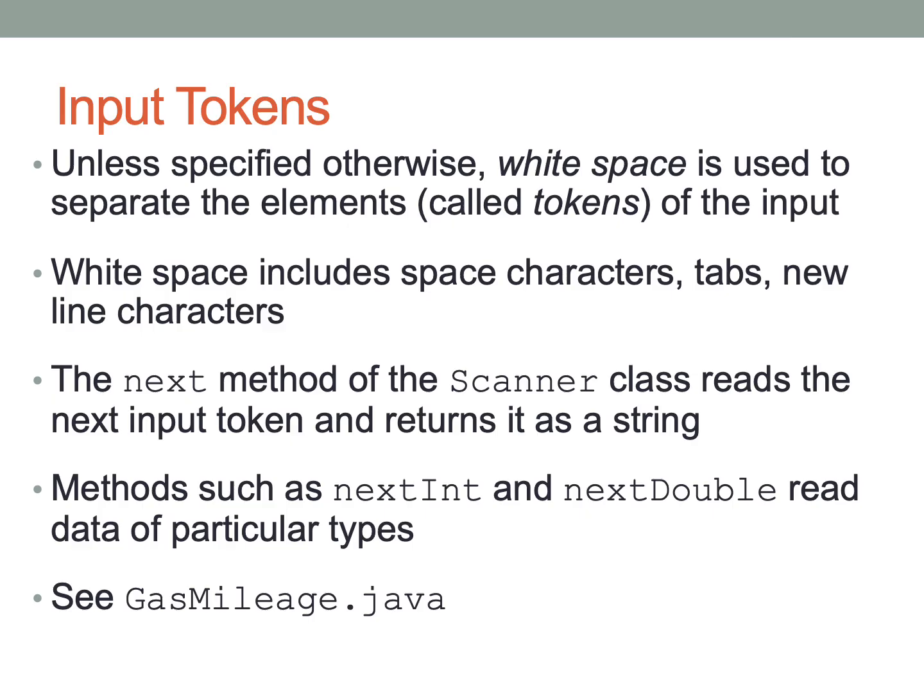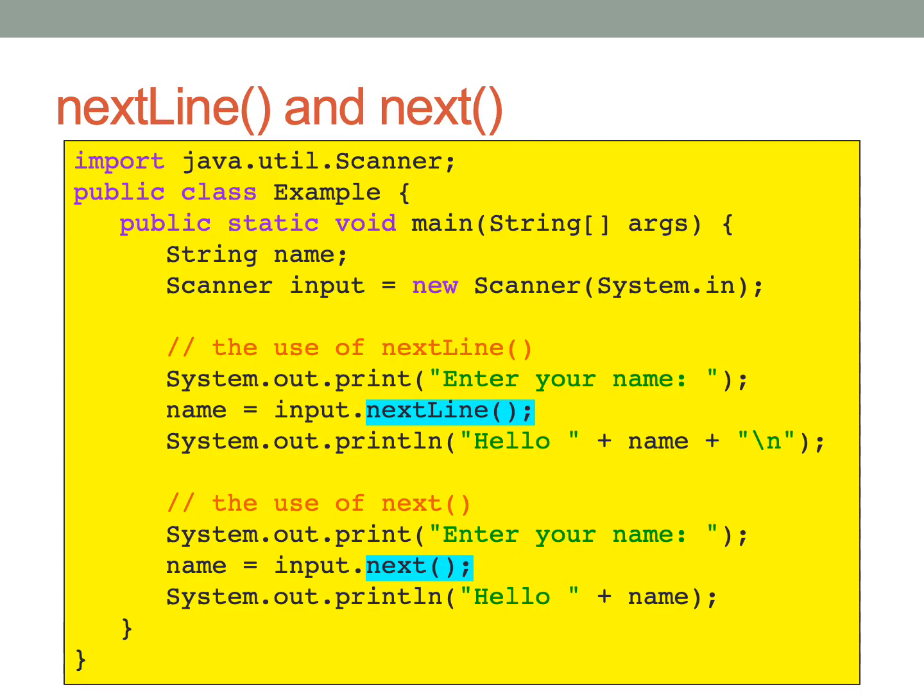Unless specified otherwise, white space is used to separate the elements, called tokens, of the input. White space includes space characters, tabs, and new line characters. The next method of the Scanner class reads the next input token and returns it as a String. What we have seen before was the nextLine method. nextLine does not separate the words by any white space, but instead it uses the white space as part of the input. Let's look at the difference of next and nextLine methods to understand this better.